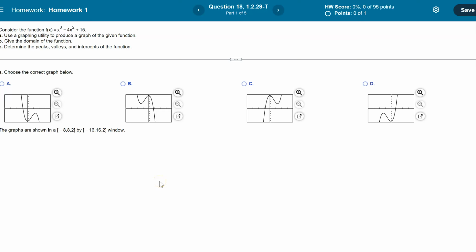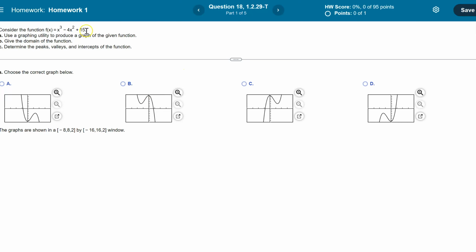Okay, so I saw you guys were having a little bit of trouble with question 18 in homework 1. The question gives you a cubic polynomial, in my case x cubed minus 4x squared plus 15. And it wants you to graph, give the domain, and then determine peaks and valleys and intercepts.